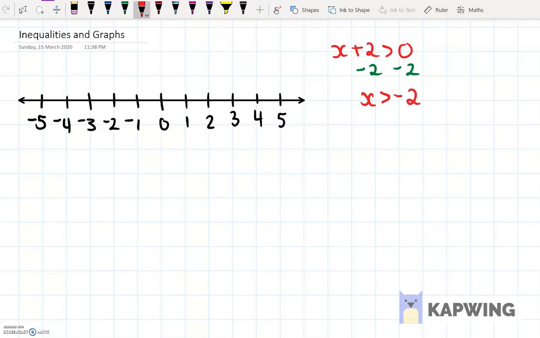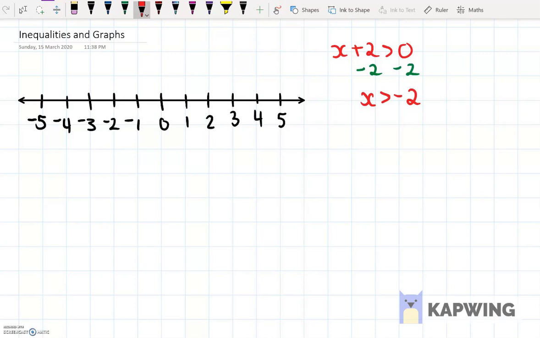But what does that actually mean? What that means is that x can take any value greater than minus 2 and it will still fit the inequality. So if we put in x is minus 1, then you get minus 1 plus 2. Minus 1 plus 2 is 1, therefore 1 is greater than 0, and that is correct. So we want to look at how to graph this though, how to show these values firstly on a number line.